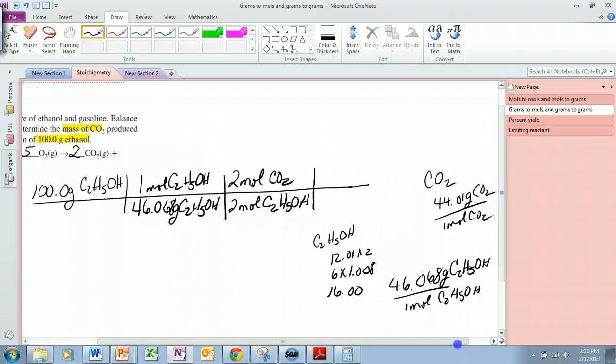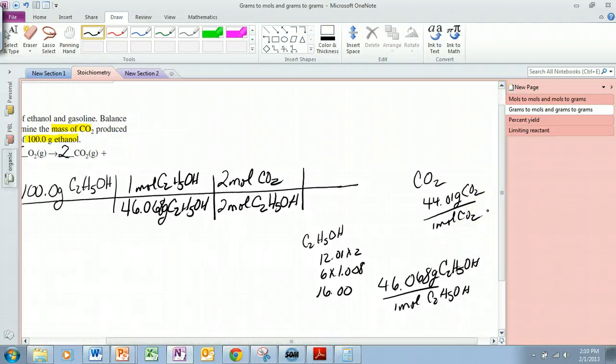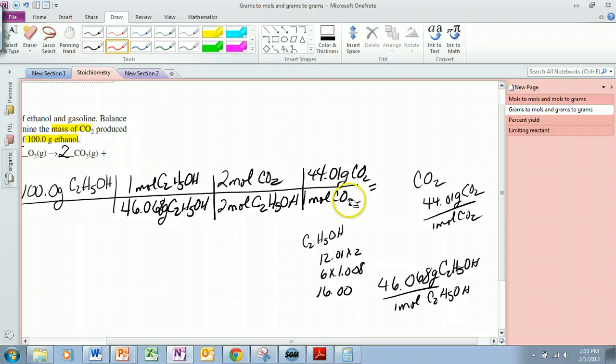And so I'm sliding this over so we can see what our ratio is over here. And it says for every 1 mole of CO2, there are 44.01 grams of CO2. And so let's see what we can cancel out. We can cancel out moles of CO2 with moles of CO2, moles of ethanol with moles of ethanol, grams of ethanol with grams of ethanol.